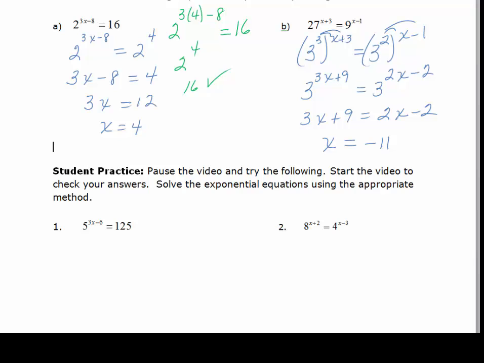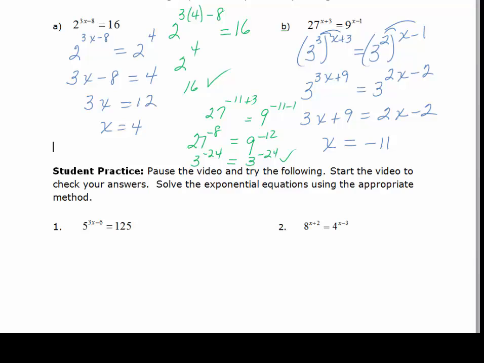So I'm going to check this right here. We've got 27 to the negative 11 plus 3 equals 9 to the negative 11 minus 1. So 27 to the negative 8 equals 9 to the negative 12. This ends up being 3 cubed to the negative 8, or 3 to the negative 24. This is 3 squared to the negative 12, which is also 3 to the negative 24. And so that also works.